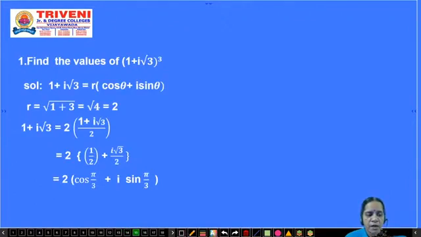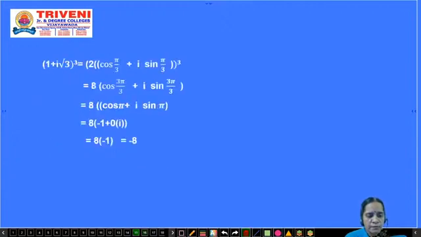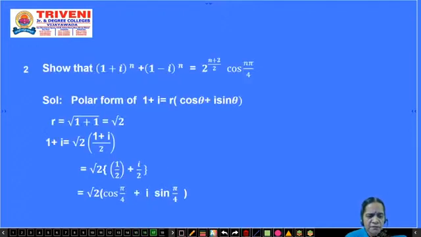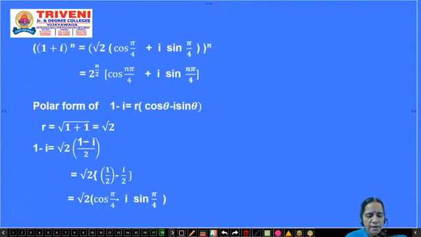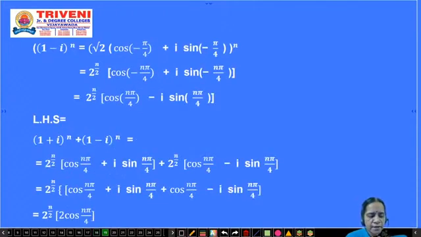In this problem we have to know that first we write it in polar form. The polar form can be understood from the last class. Then (1 plus i root 3) whole power n, that is equal to (1 plus i root 3) whole cube. Next problem is (1 plus i) whole power n plus (1 minus i) whole power n. In polar form here also we have to write (1 plus i) whole power n and (1 minus i) whole power n. These two values should be added. Then we can get 2 power n by 2 into 2 cos n pi by 4.